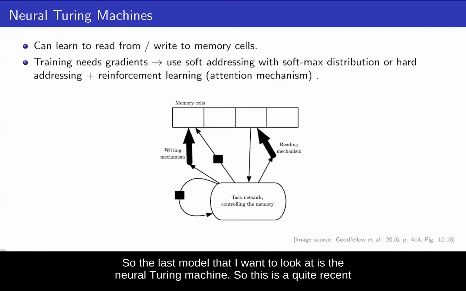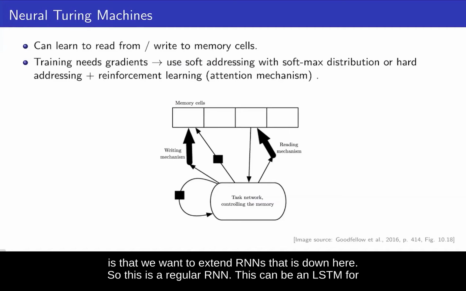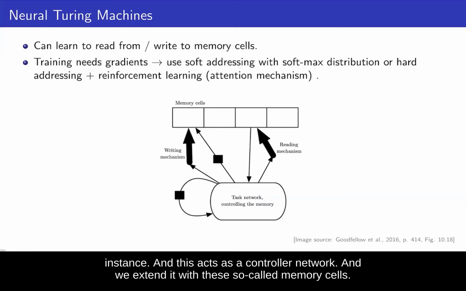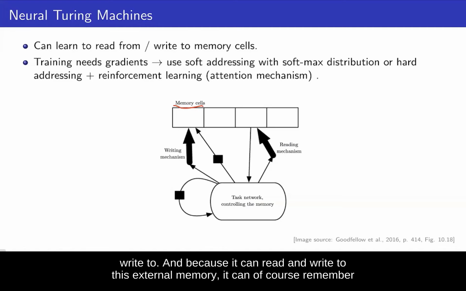Okay, so the last model that I want to look at is the neural Turing machine. So this is a quite recent model, and there are also extensions of it, but the general idea remains the same. The general idea is that we want to extend RNNs, that is down here. So this is a regular RNN. This can be an LSTM, for instance, and this acts as a controller network, and we extend it with these so-called memory cells. So this is an external piece of memory in this network, which it can use to learn to read and write to.